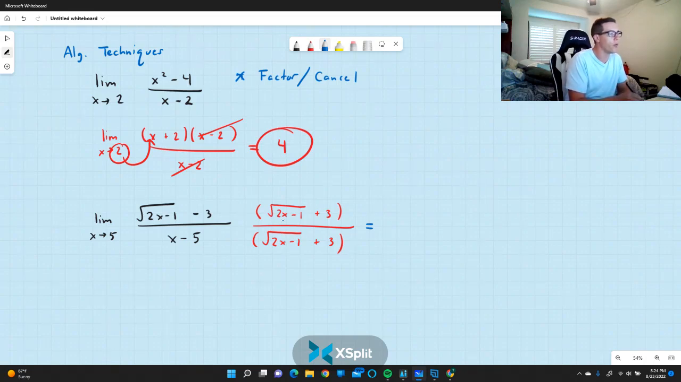we are foiling or double distributing. You end up with 2x minus 1 because when you multiply a radical times itself, the radicals cancel. The 2 middle terms cancel when you have a conjugate, and you get minus 9. All over. Don't multiply these ones together. You can keep them separate.